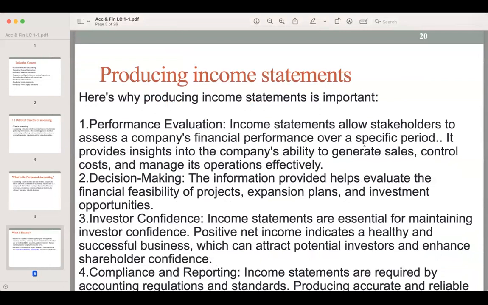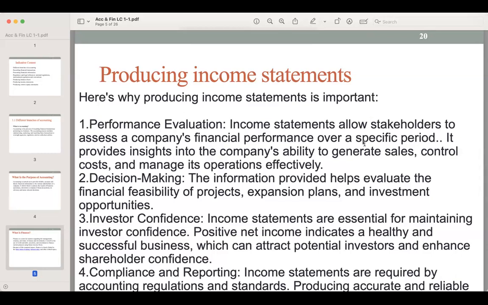Why is producing an income statement important? The income statement helps evaluate company performance. It plays a central role in decision making, like when companies consider new projects, expansion plans, or investment opportunities. They need to assess the financial feasibility by analyzing the income statement.